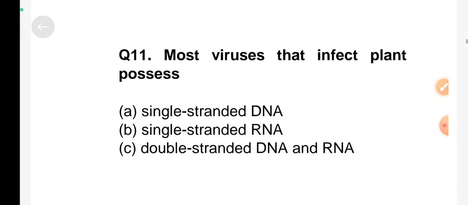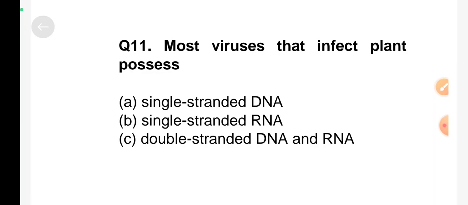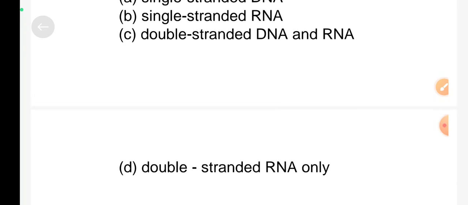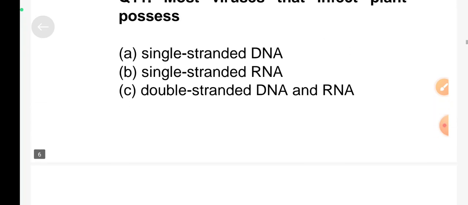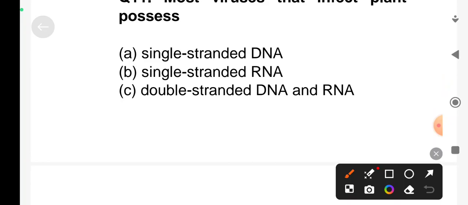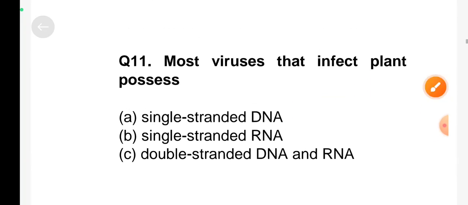Next question. Most viruses that infect plants possess option A, single stranded DNA. Option B, single stranded RNA. Option C, double stranded DNA and RNA. Option D, double stranded RNA only. Right answer is option B, single stranded RNA.